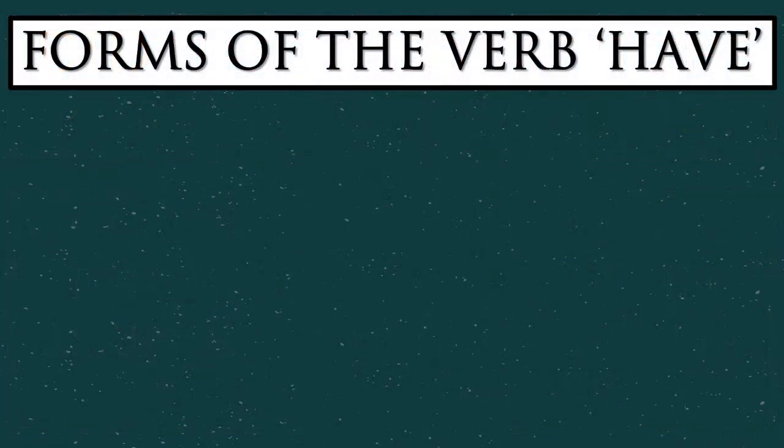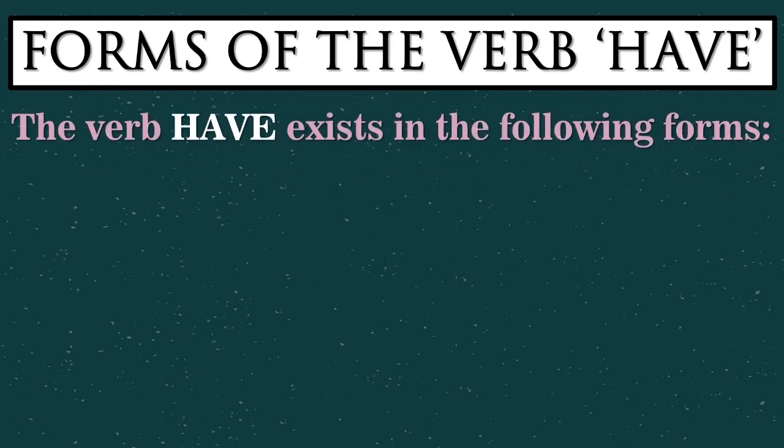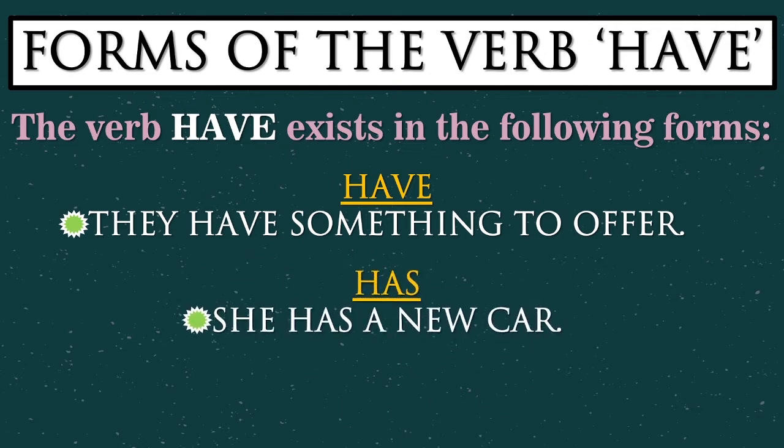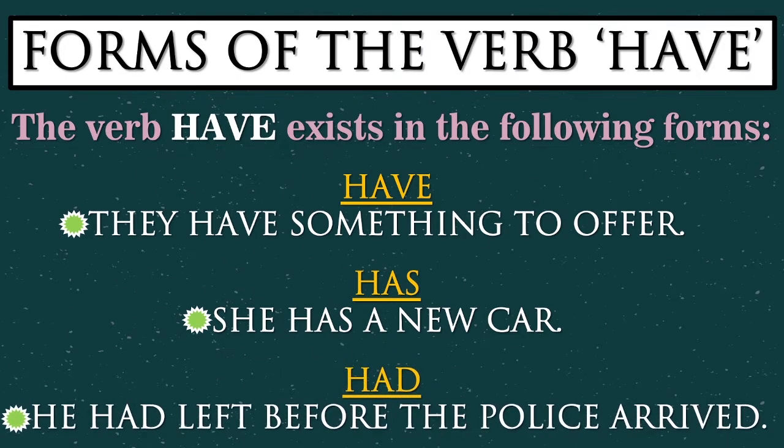Let's go on to see the various forms of the verb have, which is the third type of non-modal auxiliary verb that we have in English. The verb have exists in the following forms. It exists as have. For instance, they have something to offer. It exists as has. For instance, she has a new car. And it also exists as had, which is the past tense of has and have. For example, he had left before the police arrived.